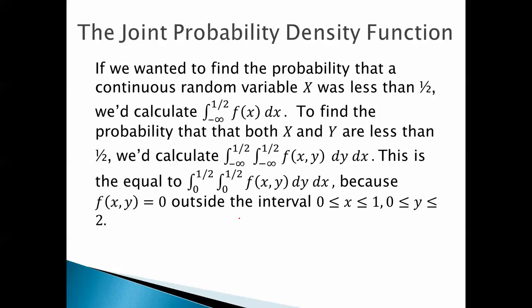Well, if we wanted to find the probability that a continuous random variable x was less than a half, we'd calculate the integral from negative infinity to a half of f of x dx. Similarly, to find the probability that both x and y are less than a half, we'd calculate the integral from negative infinity to a half of f of xy dy dx. This is equal to the integral from 0 to a half of f of xy dy dx, because f of xy equals 0 outside the interval x between 0 and 1 and y between 0 and 2. There's no need to go all the way down to negative infinity, because f of xy is just 0 when x and y are less than 0.